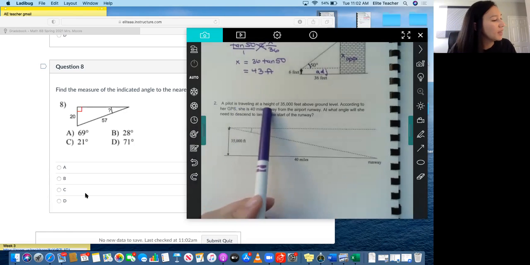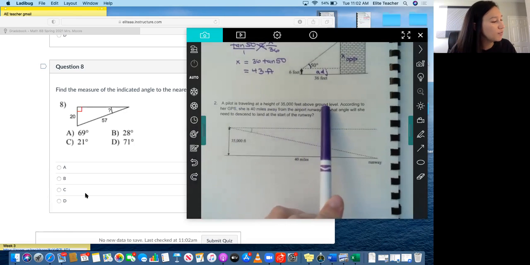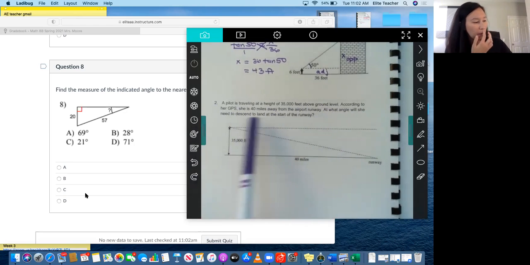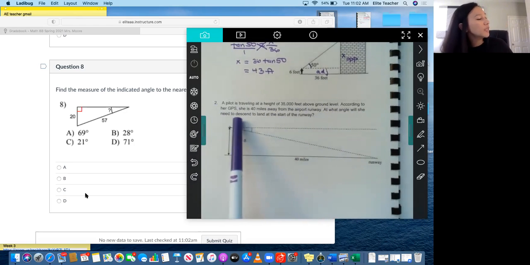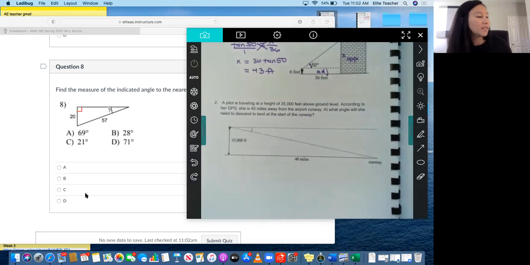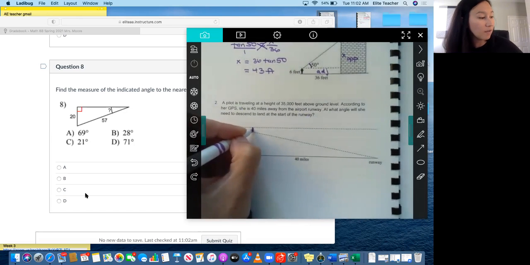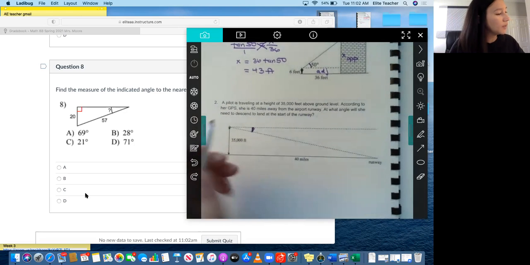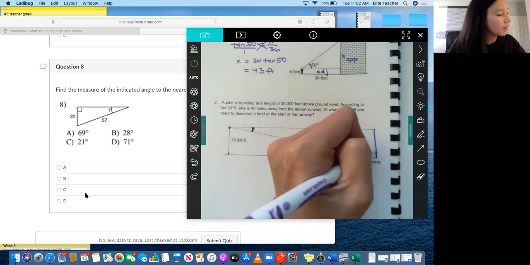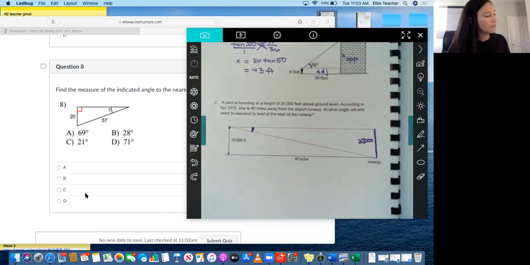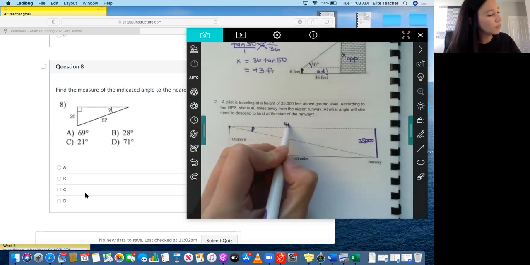Number 2, we have a pilot traveling at a height of 35,000 feet above ground level. According to her GPS, she is 40 miles away from the airport runway. At what angle will she need to descend to land at the start of the runway? So now we're trying to find this angle, which means we're going to be using our inverse trig functions that we learned today. So here's the angle. We know that the height over here is also 35,000 feet, and this is still 40 miles.